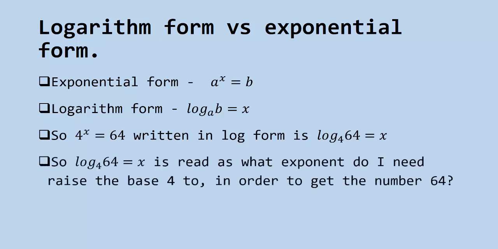So log base 4 of 64 equals x is read as, what exponent do I need to raise the base 4 to in order to get the number 64? Well, 4 cubed equals 64, so therefore x is 3, or the logarithm is 3. You should be able to rewrite the forms back and forth.